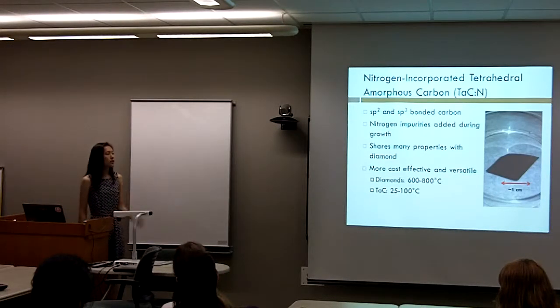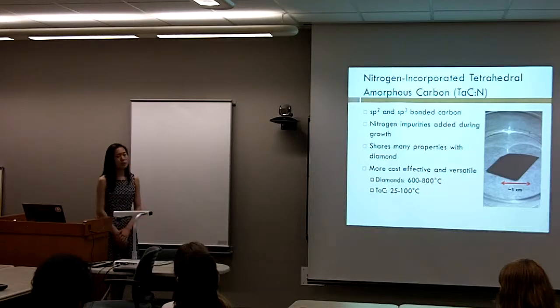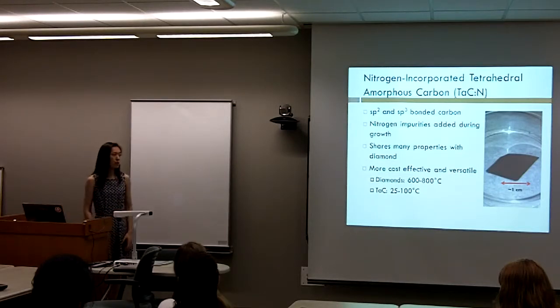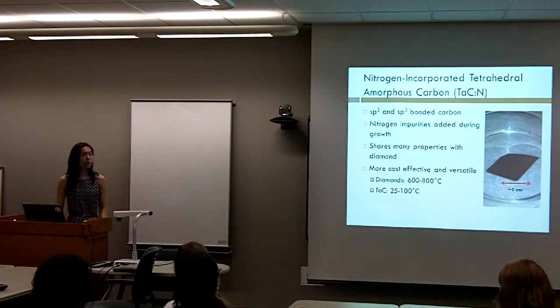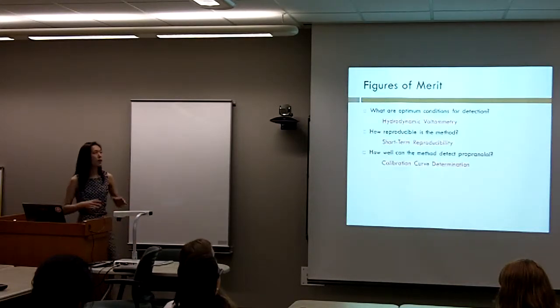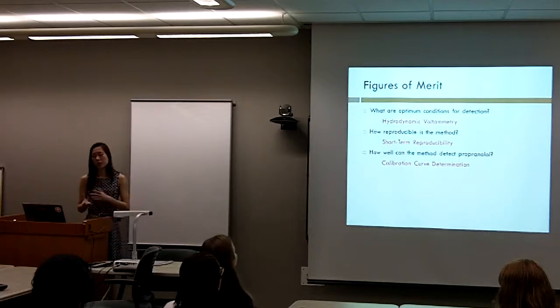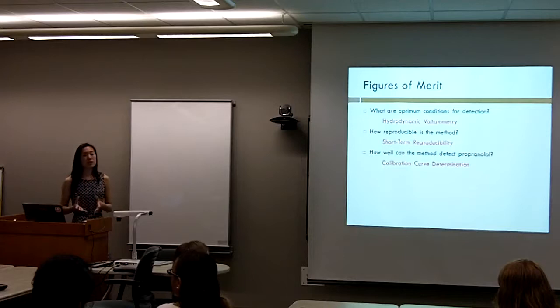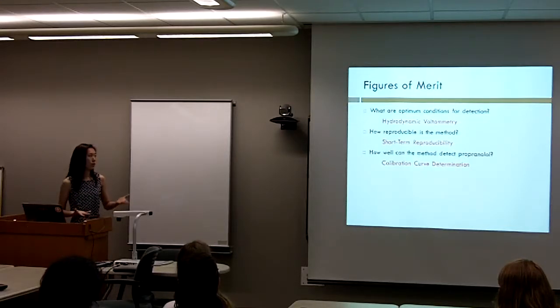In addition to this, diamond thin films need to be grown at temperatures ranging from 600 to 800 degrees Celsius, and that's extremely high. TAC can be grown at room temperature, which means a much wider variety of substrates can be used for growth. So that's basically how my experiment is set up. But in order to evaluate which method is better, I need to have some figures, these detection figures of merit. So I run 3 different experiments, and I ask myself these questions each time. The first experiment I run is known as a hydrodynamic voltammetry experiment, and what are the optimum conditions for detection?